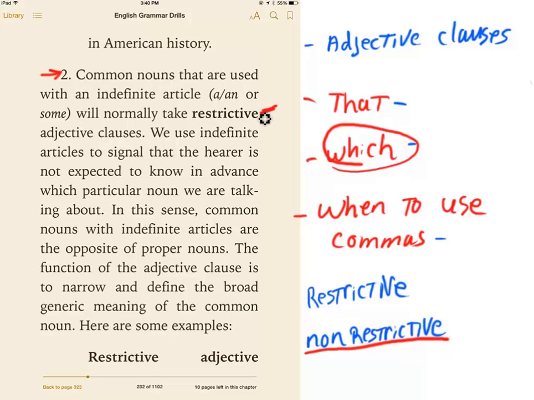That's because, why do we know that? Because we use a or an or some when we don't know which specific noun they're talking about, correct? It's the indefinite article. So we need clarification on which thing they're talking about. So we're going to restrict that noun further so we understand which one they're talking about, okay? And so it would take a restrictive clause, we'd want to clarify it, okay? So let's take a look here at these examples.